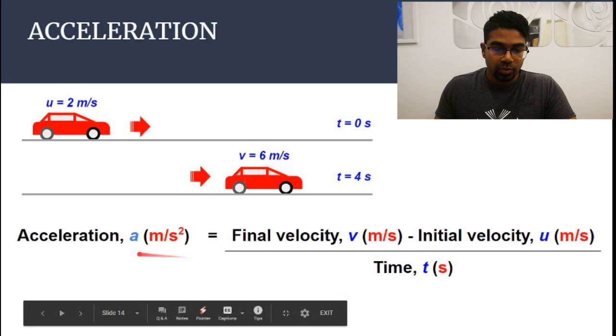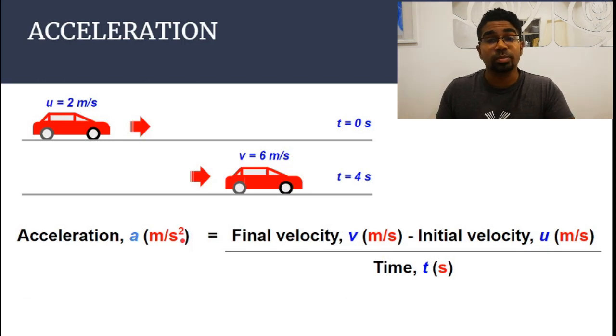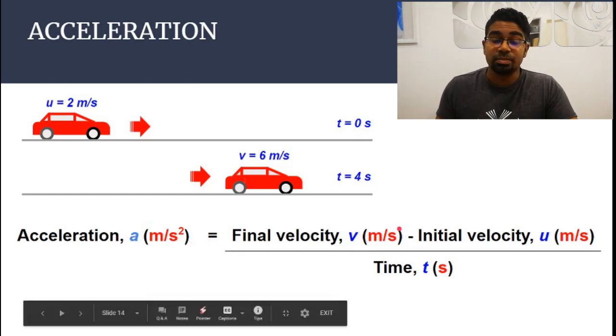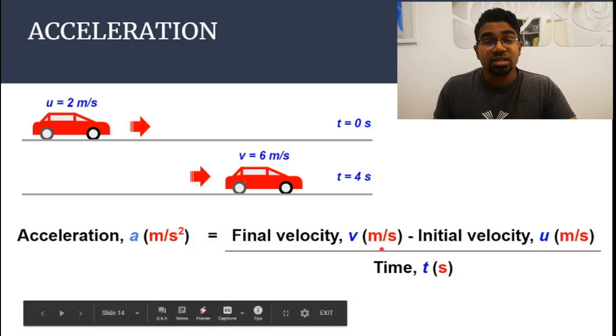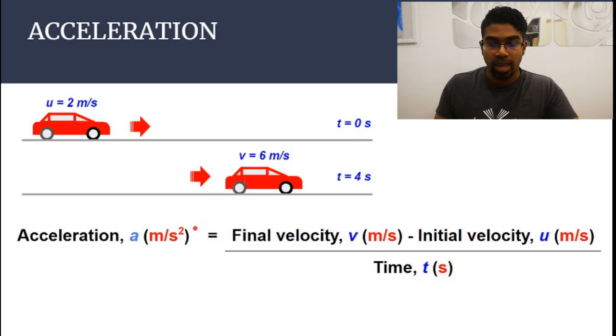Now again, the unit is very important. So the unit for acceleration is meter per second squared. An alternative way of writing this will be meter second to the power of -2, meter per second squared. Now if your velocity is in meter per second, then your time must be in seconds, and the unit for acceleration will be meter per second squared. If it was in kilometers per hour, for example, then your time must be in hours, and your unit for acceleration will be kilometers per hour squared.